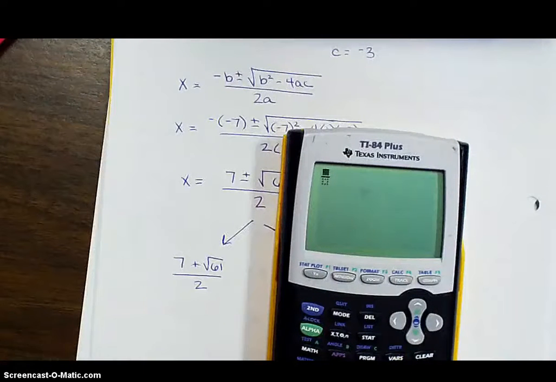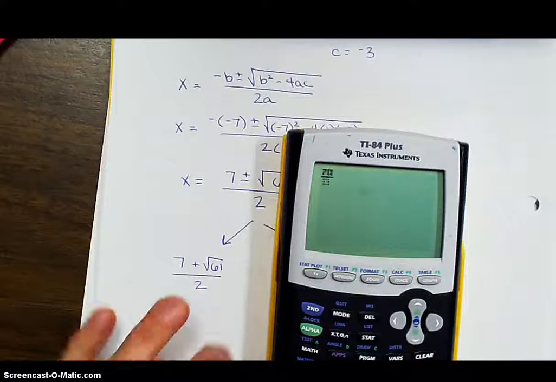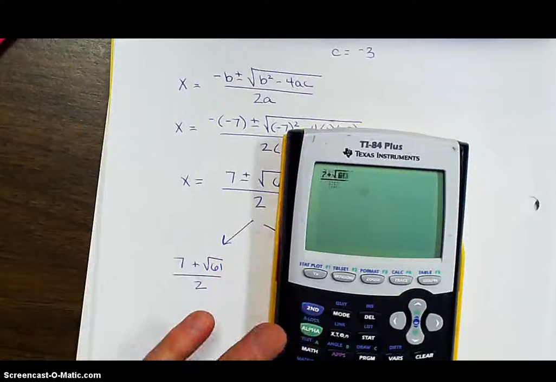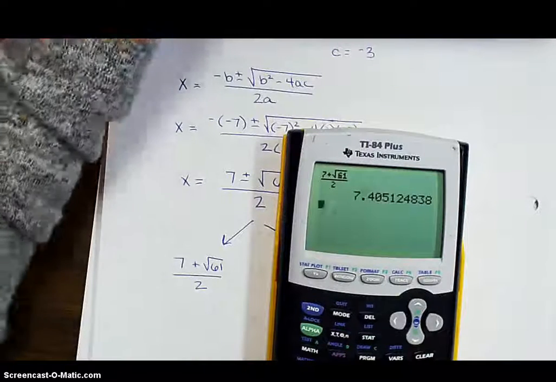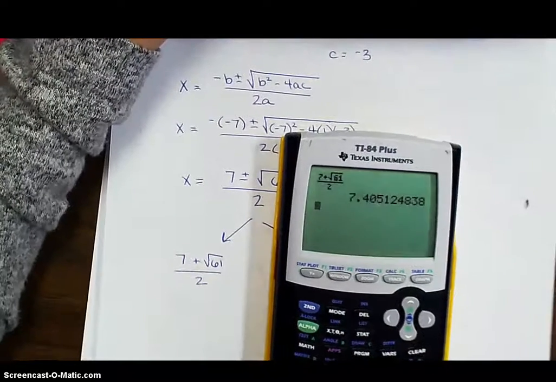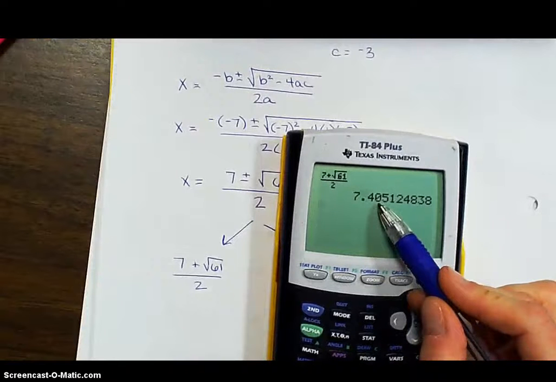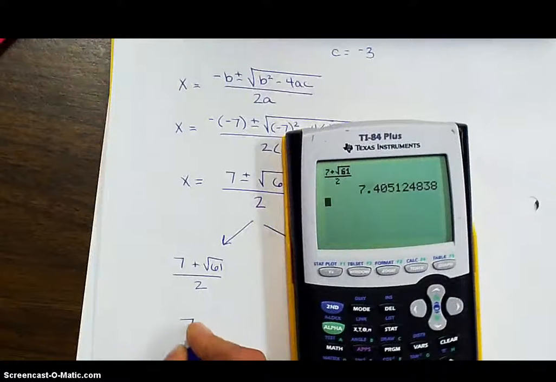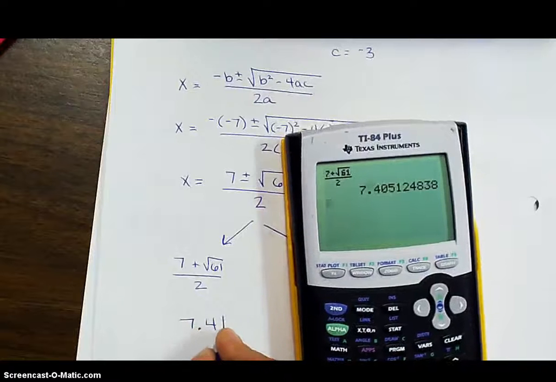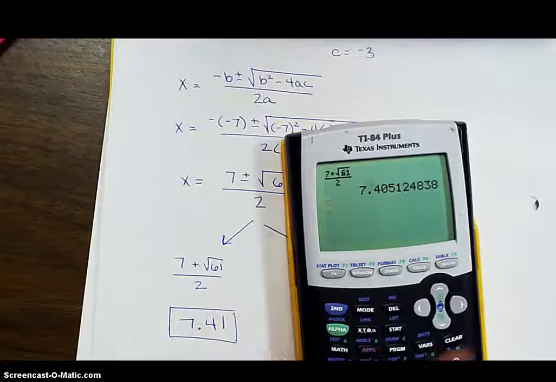And now I'm going to type in my fraction the way it is. So 7 plus radical 61 all over 2. Oops, and I put 64. I'm just going to go back and make that a 61, and then I hit enter. And now we have it. So it's going to be 7.405, and I want the nearest hundredth, so that's 2 decimals. I look behind it, it's a 5, so I'm going to round it up. So it's going to be 7.41. There's my first answer.